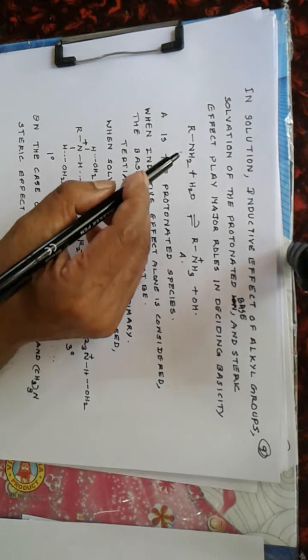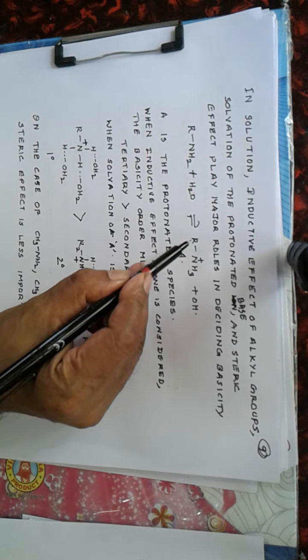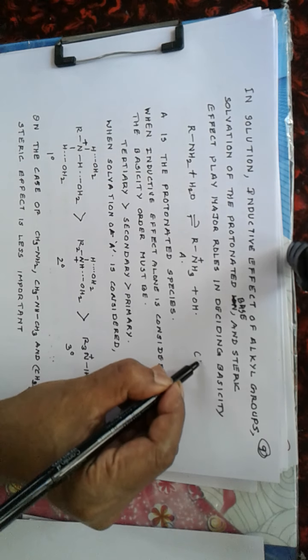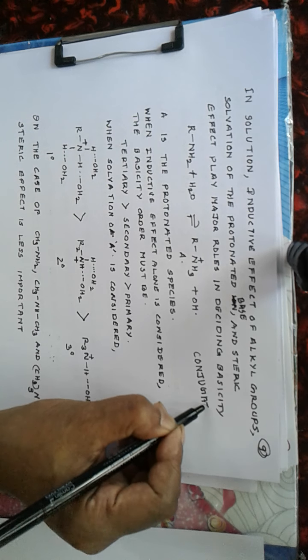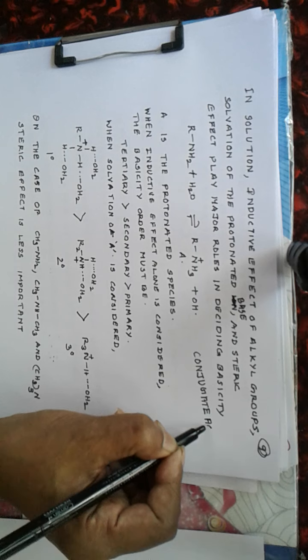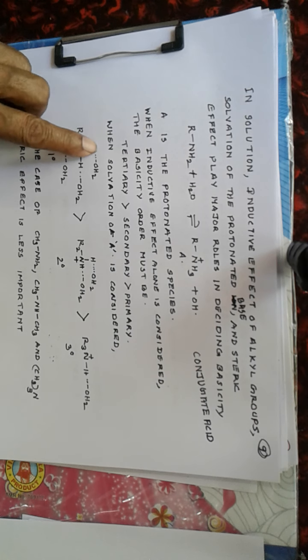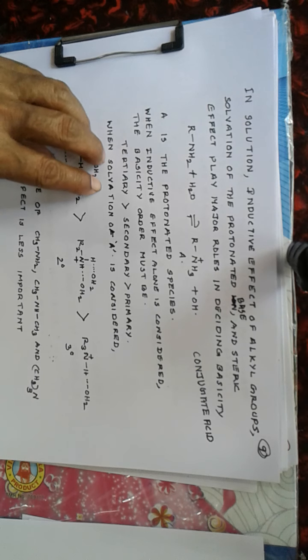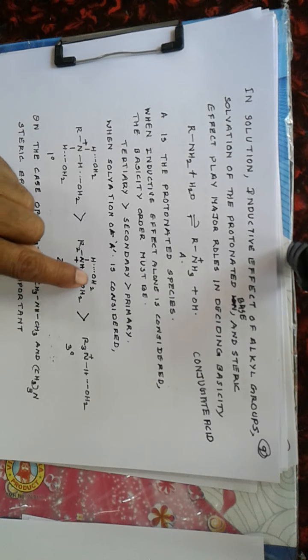Now here RNH2 reacts with H2O giving RNH3+, and this is the protonated species. This is also called the conjugate acid. And this conjugate acid is solvated. For a primary amine, the conjugate acid has 3 H atoms around it, so there are 3 hydrogen bonds, and for a secondary amine there are 2 H atoms around it in the protonated base, that is the conjugate acid, and 2 hydrogen bonds are there.